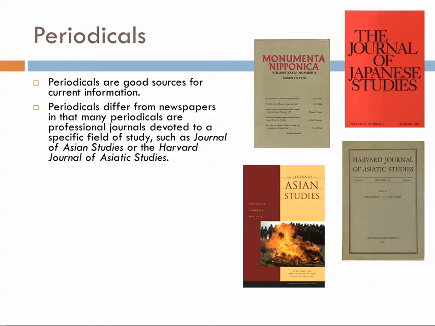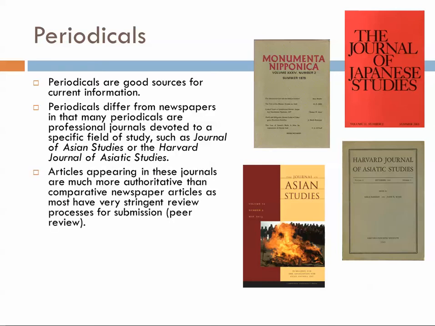So when we talk about periodicals, at least at the university, we're not talking about necessarily, for example, the New York Times or the Wall Street Journal or something like that. In the broader world, of course, those are considered periodicals. But when we talk about scholarly periodicals, we're looking at specific publications like Monumenta Nipponica or the Journal of Japanese Studies that are an academic cut above, and I'll say more about that in a couple minutes.